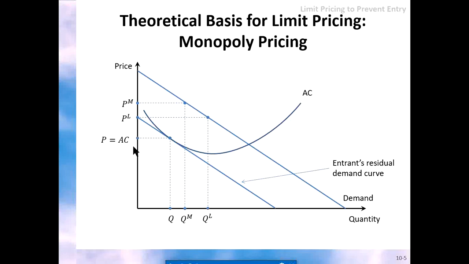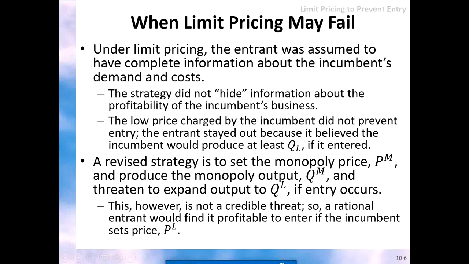Thus, the entrant cannot earn positive profit by entering the market. Furthermore, if entry involves any extra cost whatever, the entrant will have a strict incentive to stay out of this market. Thus, limit pricing prevents entry, and the incumbent or the monopoly earns a higher profit than in the presence of entry. So when may limit pricing fail?